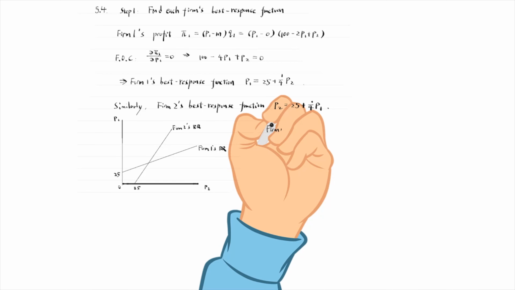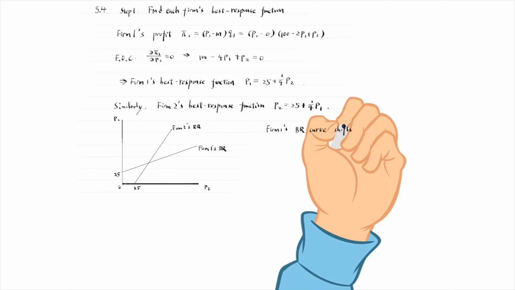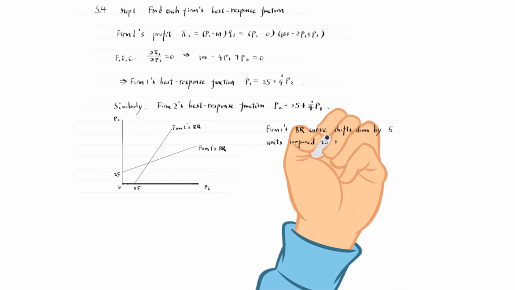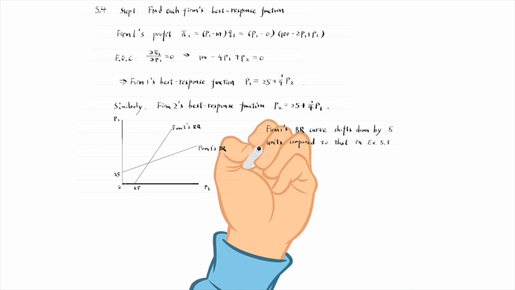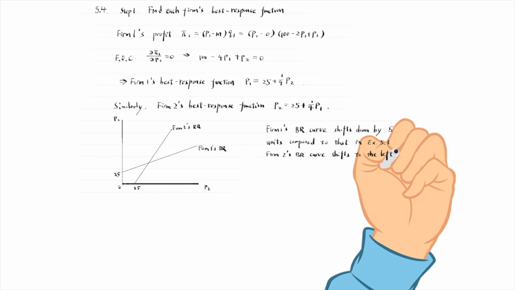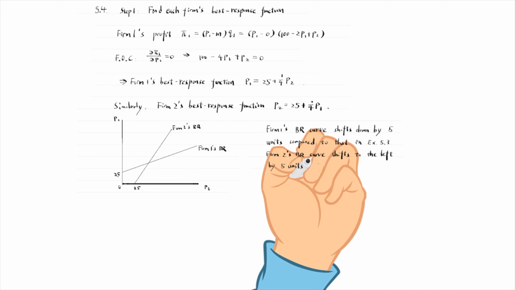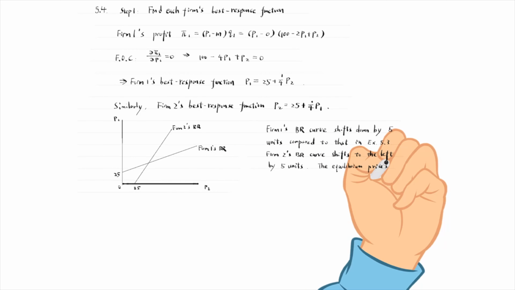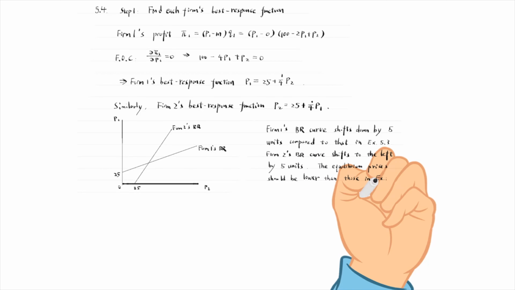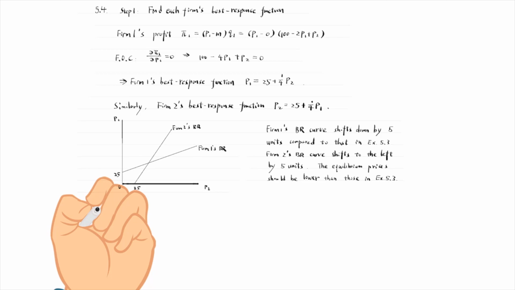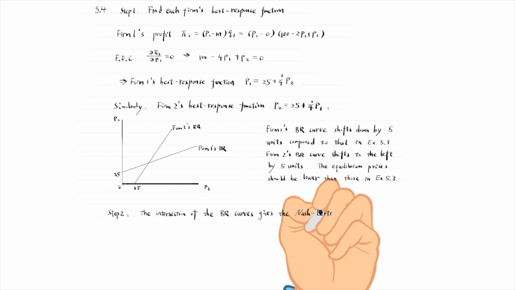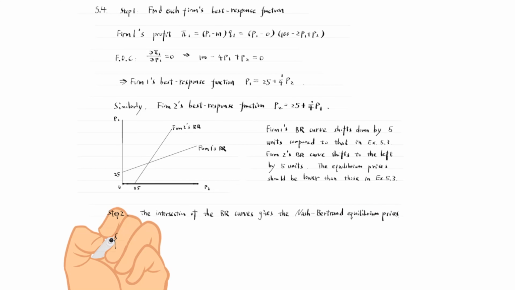Firm 1's best response curve shifts down by 5 units compared to that in exercise 5.3. Similarly, Firm 2's best response curve shifts to the left by 5 units. The equilibrium prices at the intersection of the two curves should be lower than those in the last exercise. In the second step, the intersection of the best response curves determines the Nash-Bertrand equilibrium prices.